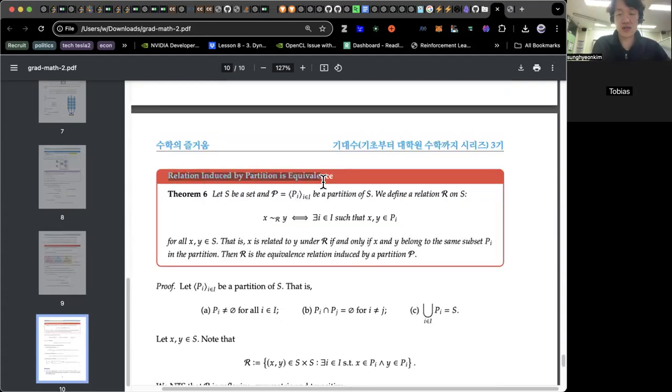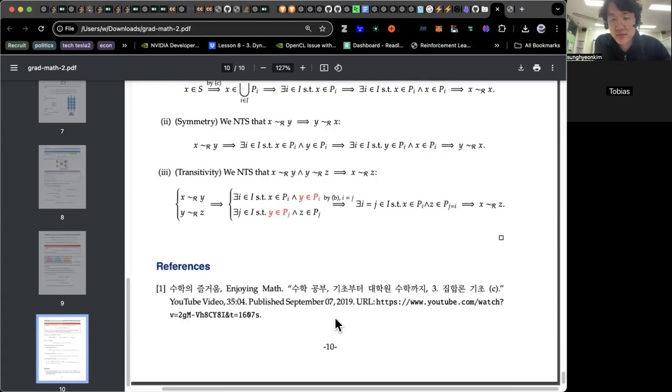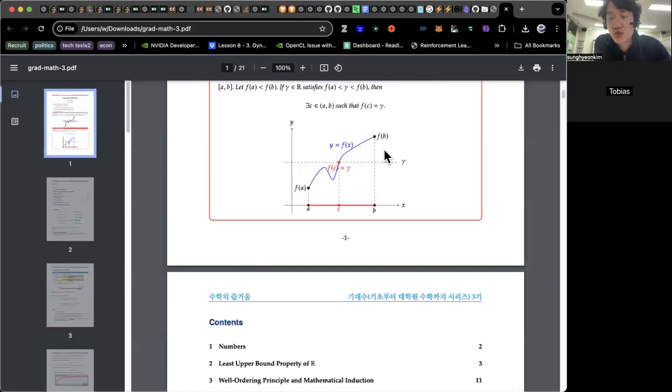We can define it more rigorously with the theorem: the relation induced by a partition is an equivalence. Let S be a set and let P be a partition of S. Then we define relation R on S such that there is some i such that x and y are in the element P_i. So we can also define a relation based on a partition. And we will quickly go to analysis.